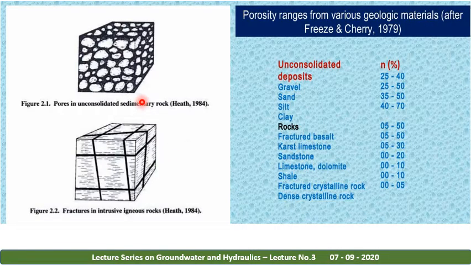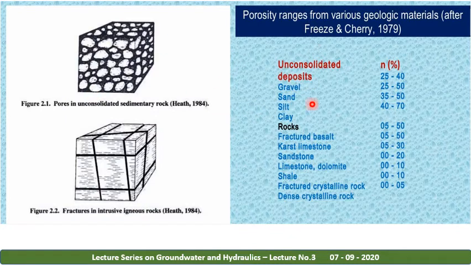Yes, you can see in this particular diagram, pores in unconsolidated sedimentary rock. You can see it is completely unconsolidated rock, which is not compacted, where pore spaces are visible to us. And in this diagram, you can see fractures are present in the particular rocks. So fractures and holes are differentiated depending upon their percentage of voids.